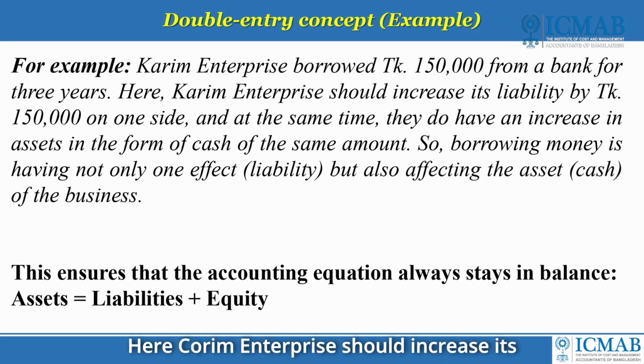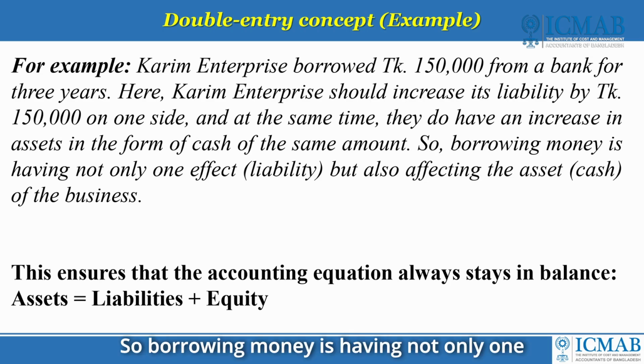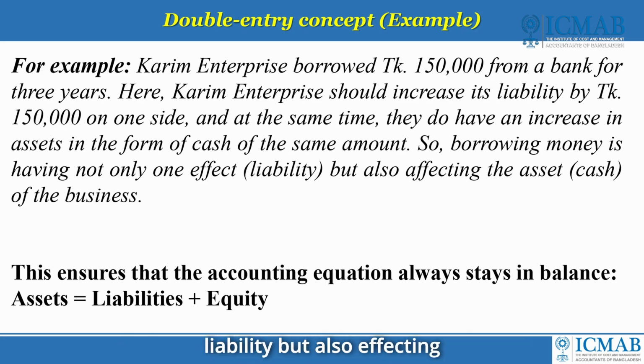Here, Korim Enterprise should increase its liability by Taka 1,50,000 on one side, and at the same time, they have an increase in asset in the form of cash of the same amount. So, borrowing money has not only one effect, that is liability, but also affects the asset, that is cash of the business. This ensures that the accounting equation always stays in balance, assets equal liability plus equity.